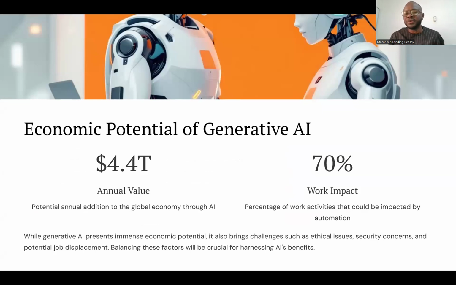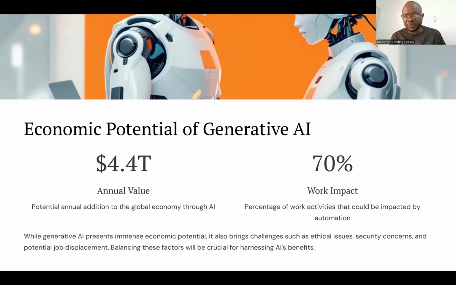Another interesting reading was the economic potential of generative AI. AI presents an enormous amount of economic potential. Of course, it has its downsides, like the ethical issues and security concerns that people usually express about AI, as well as job displacement, because certain jobs are already being taken by AI, and this will continue to happen. So governments are now faced with this dilemma: how do they balance this, maximize and harness the benefits of AI, while making sure that it is as harmless as possible?